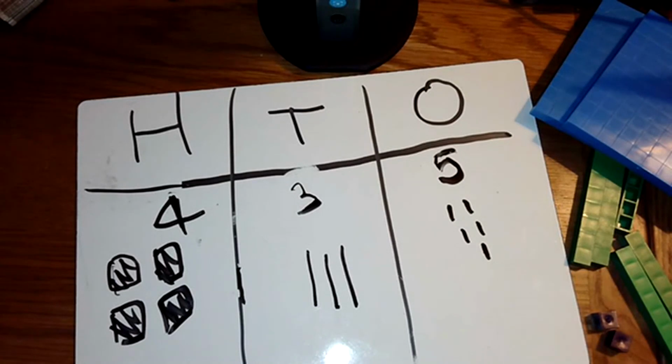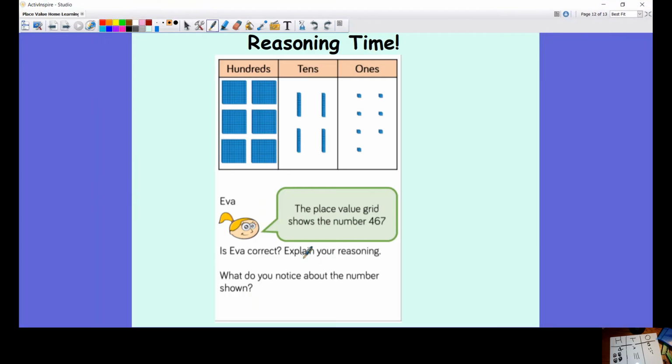I'm just going to share my screen again. Right, let's do some reasoning. We all know Mrs. Turley loves a reasoning. So here is a picture of some Deans used to represent a number. Eva says the place value grid shows the number 467. Is Eva correct? Explain your reasoning. What do you notice about the number shown?